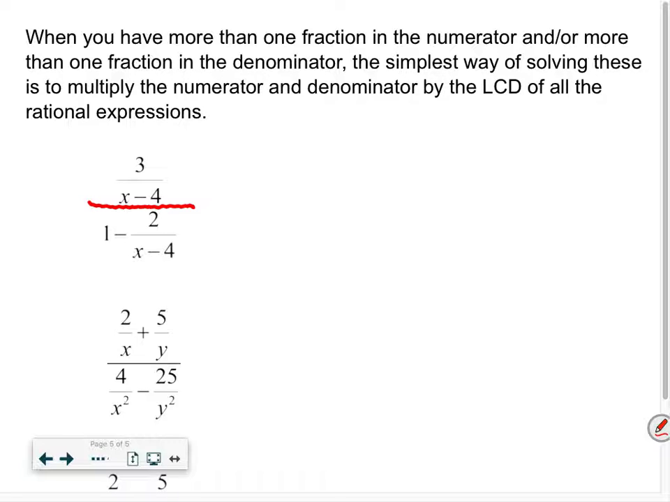between everything. Okay? So you'll notice this top denominator is x minus 4. What's this denominator with 1? 1. What's the denominator with this one? x minus 4. So what do you think is going to be my least common denominator with everything? x minus 4. So I want everything to have a denominator of x minus 4. How many things don't have a denominator of x minus 4? 1.